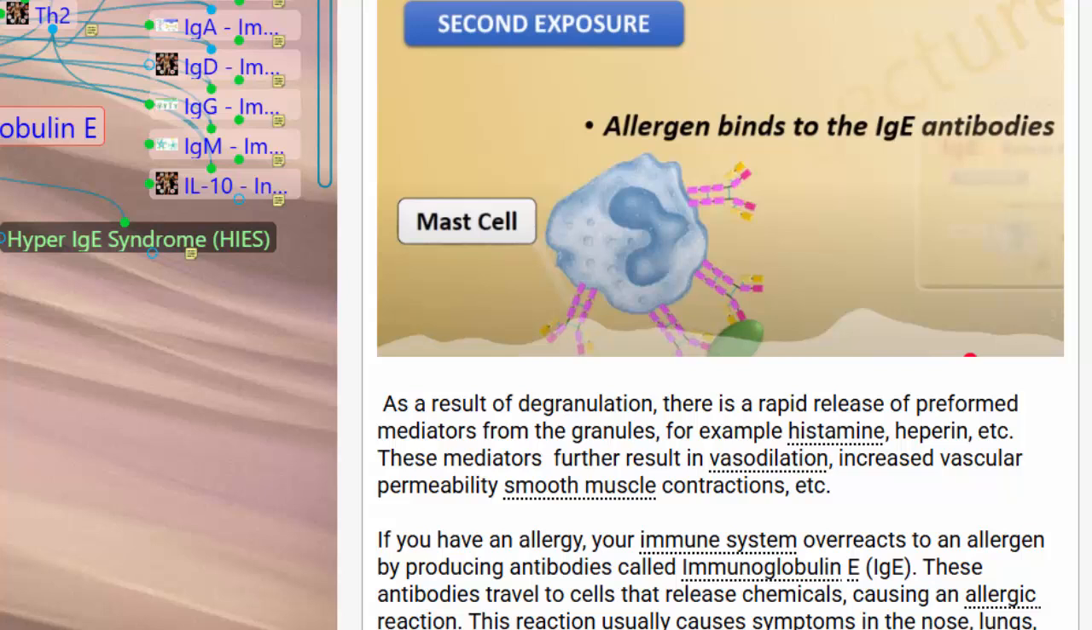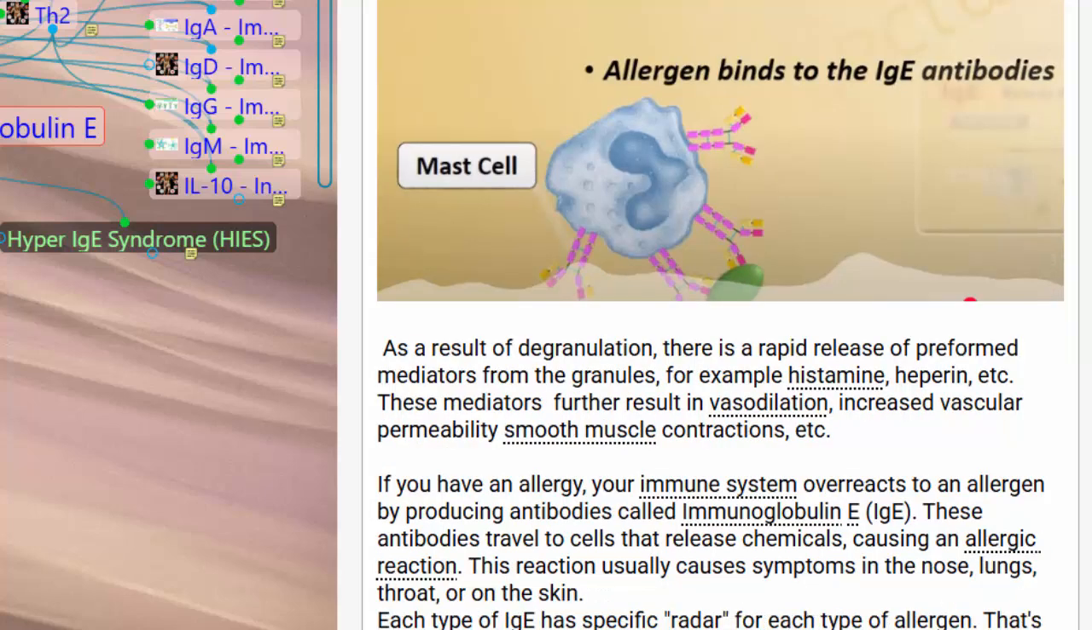So if you have an allergy, your immune system overreacts to an allergen by producing immunoglobulin E. Those antibodies are going to travel to cells that release chemicals causing an allergic reaction. And that usually causes symptoms in the nose, lungs, throat, or skin, but also the gut.